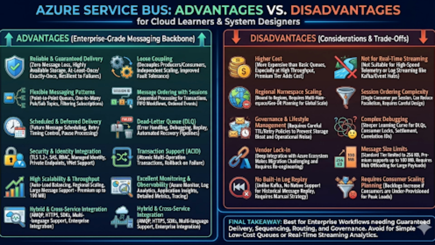Final takeaway for learners: Azure Service Bus is excellent when systems need guaranteed delivery, sequencing, routing, scheduling, dead lettering, identity security, and enterprise governance. But it is not the best choice when you need low-cost simple queues or real-time event streaming. The decision depends on workload type. Workflow messaging equals Service Bus. Streaming analytics equals Event Hubs or Kafka. Cheap basic queue equals storage queue.